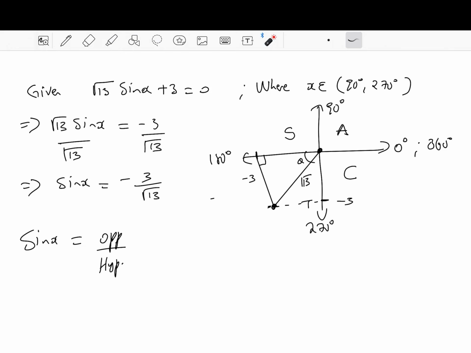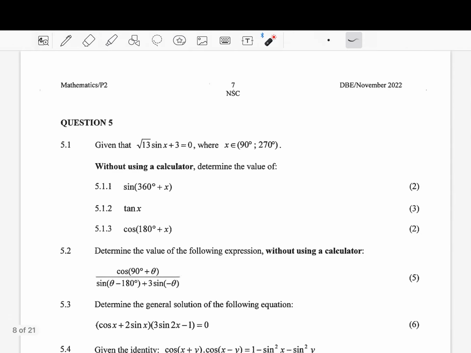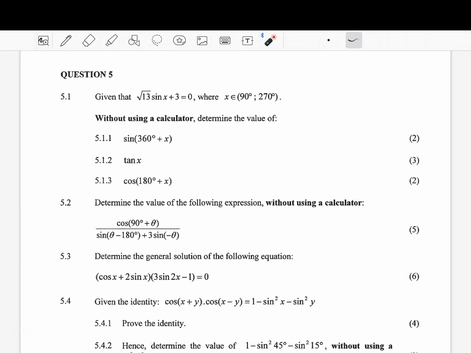If you don't understand what I just did here, let me know, because this is very important. It's very important to understand this. If you don't understand, ask the question. I'm happy to jump right through and help where I can. But yeah, let's get into it. So 5.1.1, they now say determine the value of this expression without using a calculator.